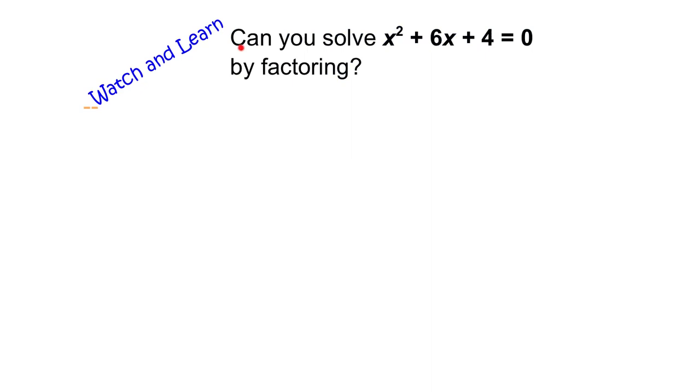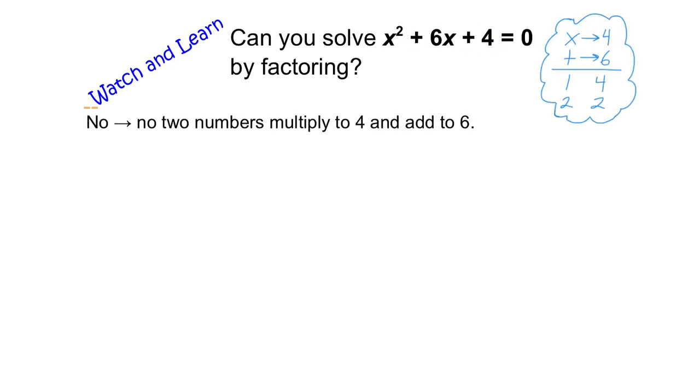So let's go through this. Can you solve x squared plus 6x plus 4 equals 0 by factoring? Well, let's think through it. This is a simple trinomial. I would need two numbers that multiply to 4 and add to 6. Well, if we think about all the numbers that multiply to 4, it's 1 and 4, or 2 and 2. Well, those don't add to 6. So we can't factor this, but we need to still be able to find the solution.